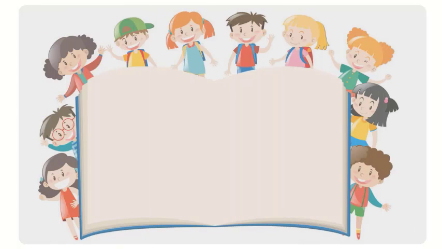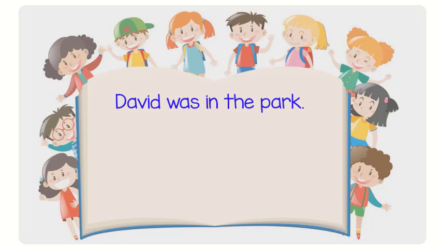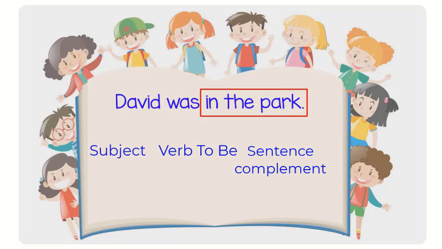Now let's see a sentence in the past tense. David was in the park. The word order is the same: subject, verb, and sentence complement.